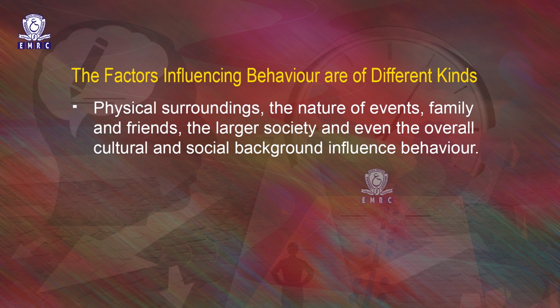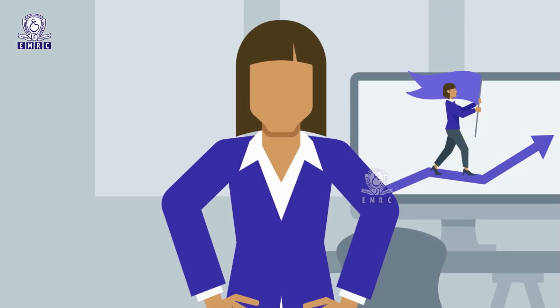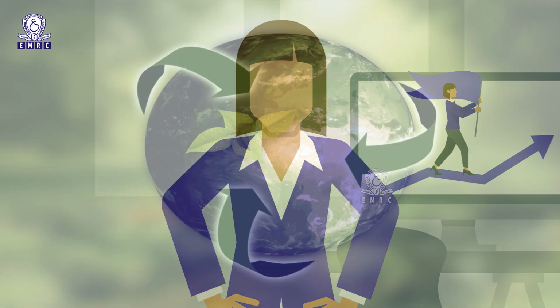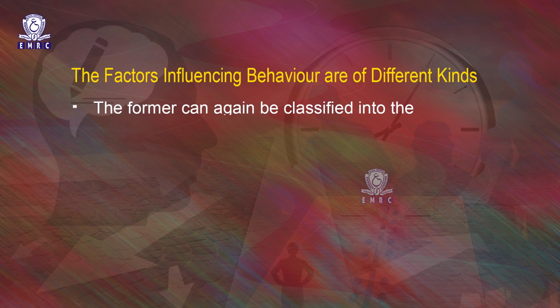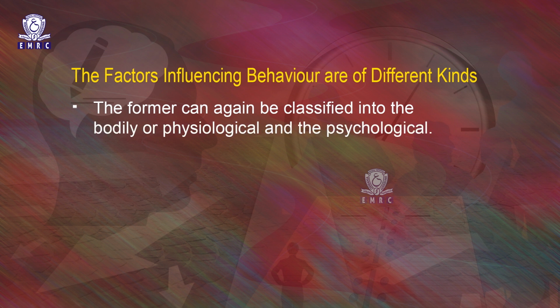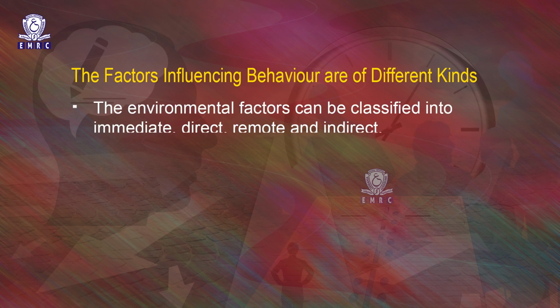influence our behavior. Thus, we may see that behavior is influenced by two large sets of factors, those belonging to the individual and those belonging to the environment. The former can again be classified into bodily or physiological and the psychological. The environmental factors can be classified into immediate and direct and remote and indirect.